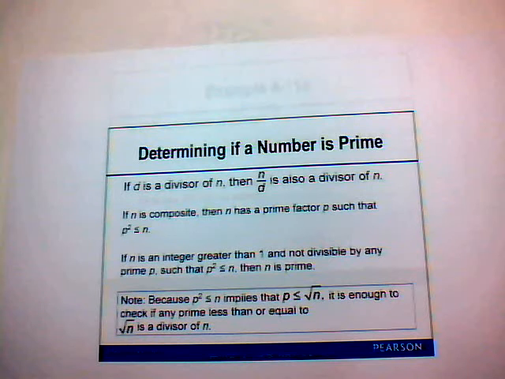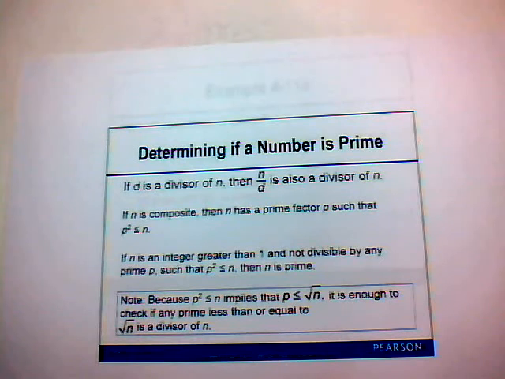And here's something general for that. If D is a divisor of N, then N divided by D is also a divisor of N. If N is composite, then N has a prime factor called P such that P squared is less than or equal to N. If N is an integer greater than 1 and not divisible by any prime number such that P squared is less than or equal to N, then N must be a prime number.